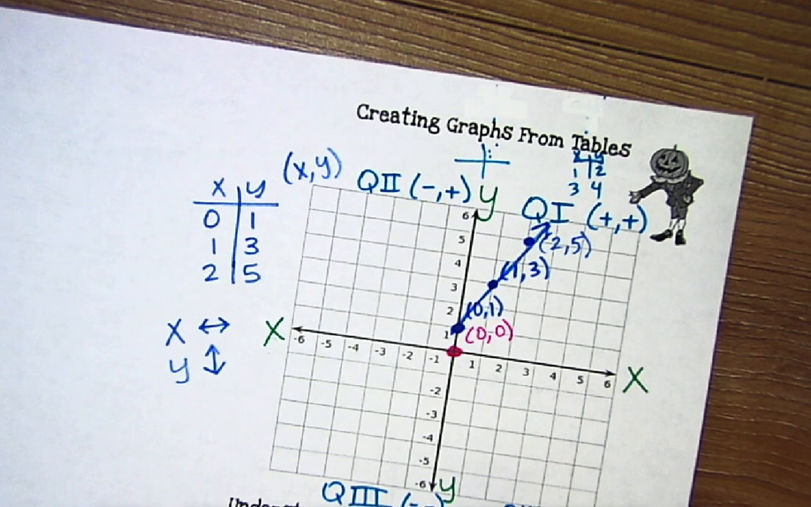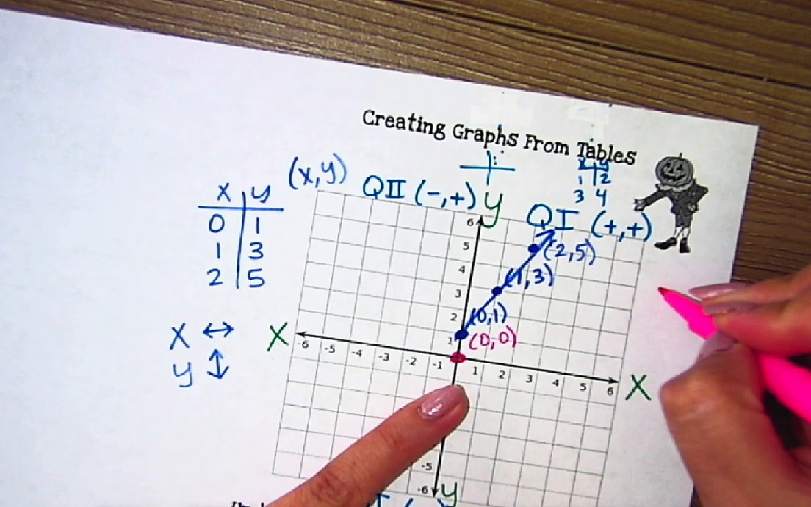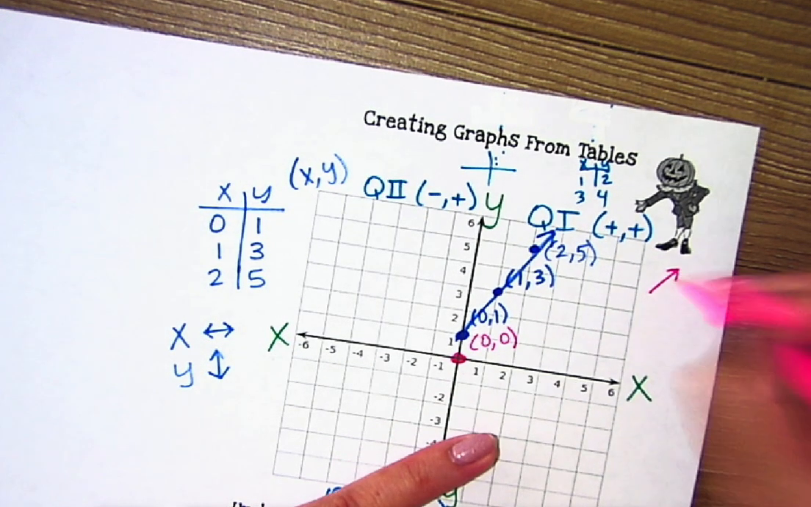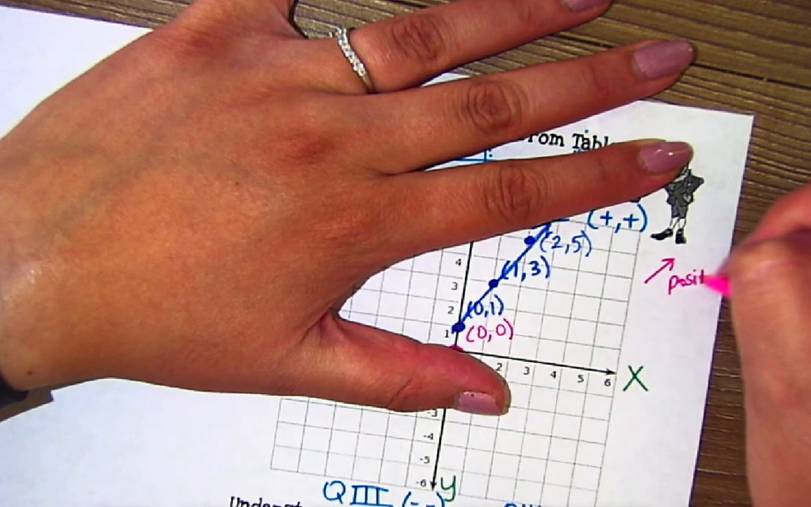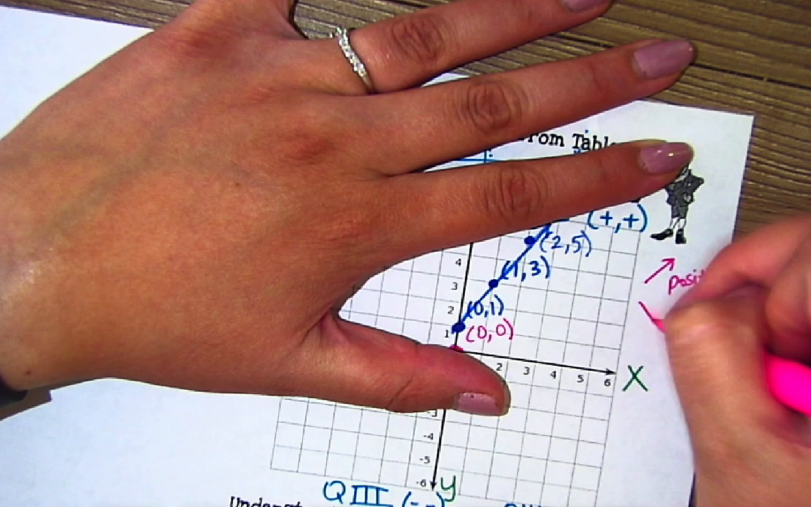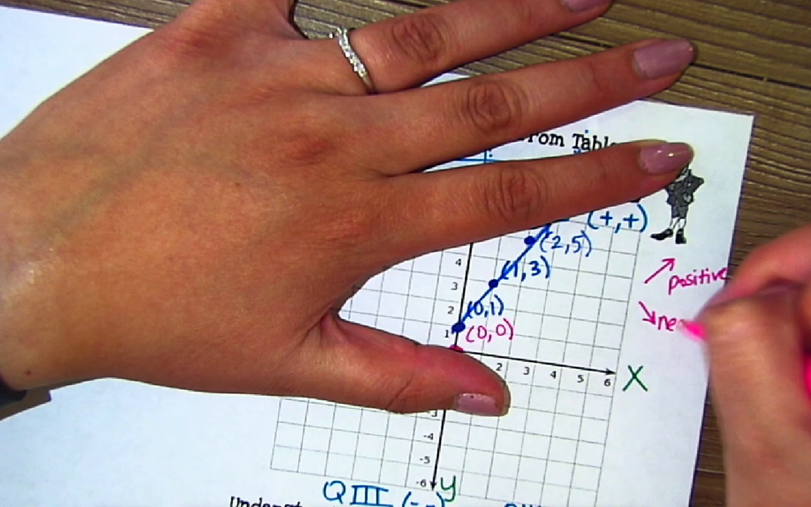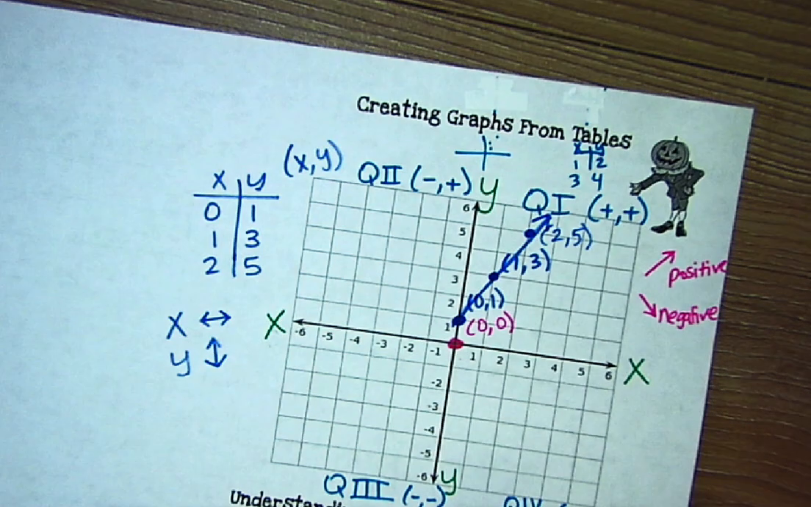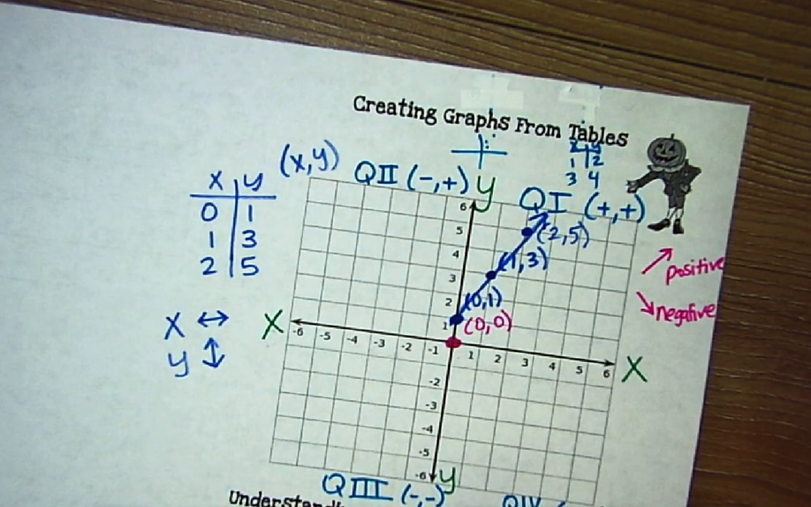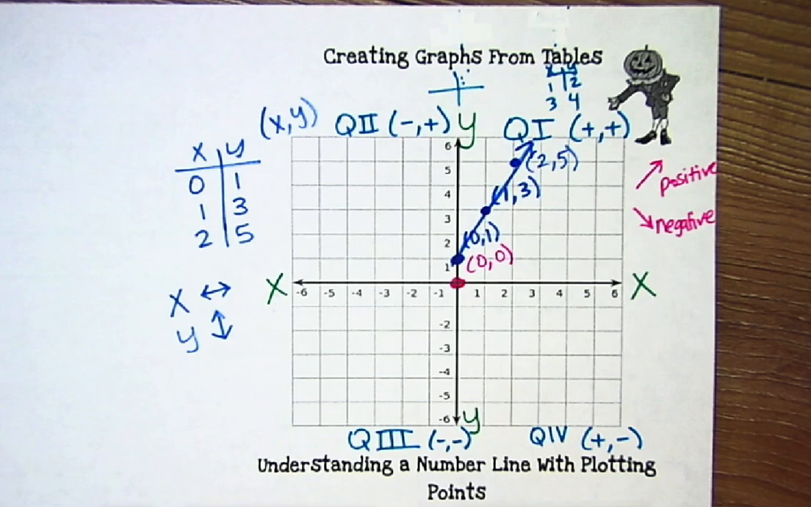I want you to write on the side here, if your graph is going up, that means it's positive. If it's going down, it's negative. Okay, make sure you have all that written.